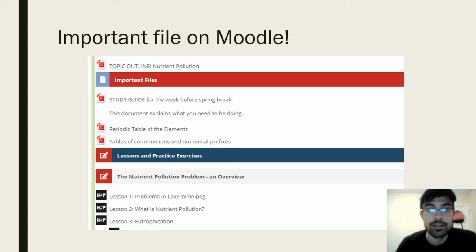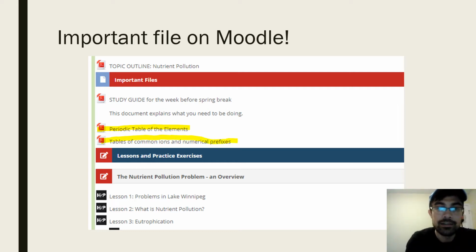For a lot of these, there's one important file that you would need to get, or two technically, from the Moodle. There's obviously the periodic table, and there's also the table of common ions and numerical prefixes. In that file, you'll find the charges for the different types of ions and the polyatomics that we talked about probably just before the break. So those are important to have to do these. You'll need that information to actually figure some of them out. So if you're not going through anything else, at least make sure you go get those, because those will be important for solving a lot of these.